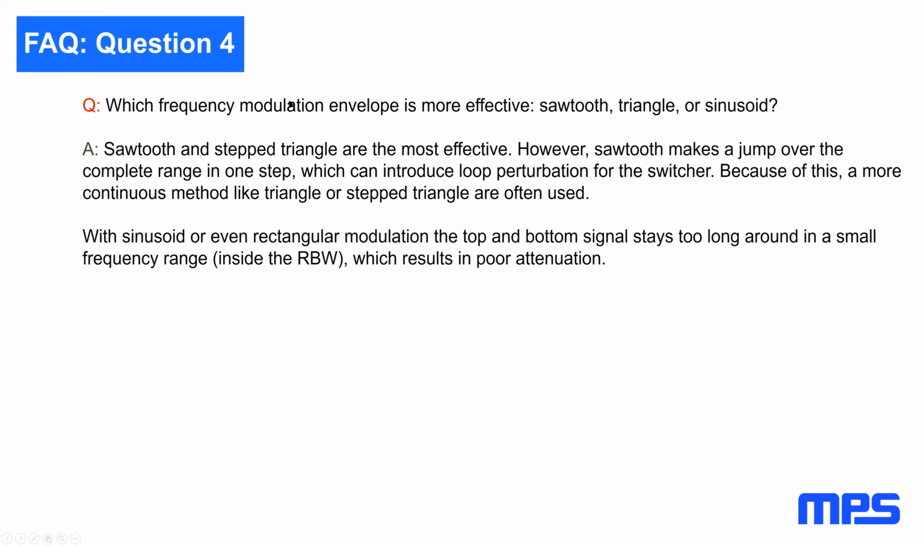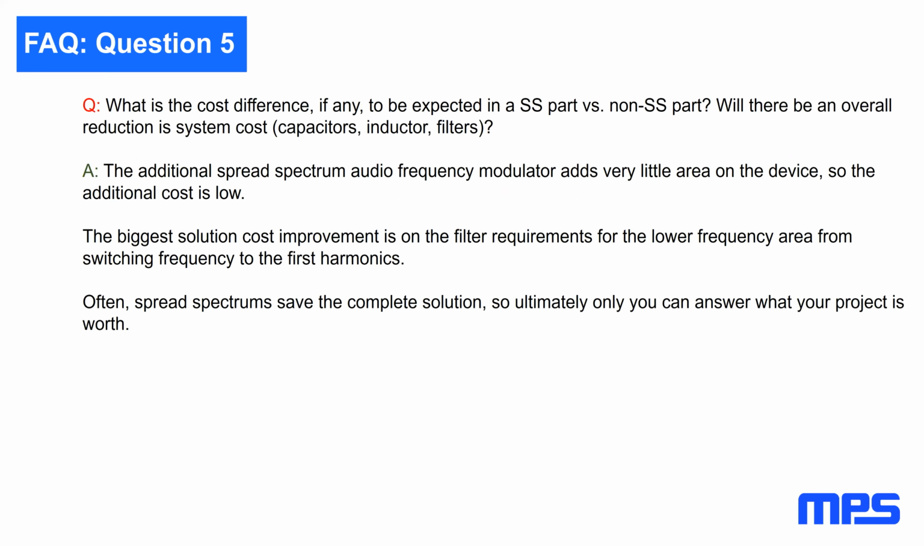Which frequency modulation shape or envelope is most effective? Sawtooth, triangle, or sinusoid? You can also answer that. No? So sawtooth would be most effective. Triangle a little bit less. No? The Hershey kiss would be best. Sinusoid would be worse because in the turnaround region, you stick for a very long time with small frequency changes. So sinusoid is not a good modulation scheme.